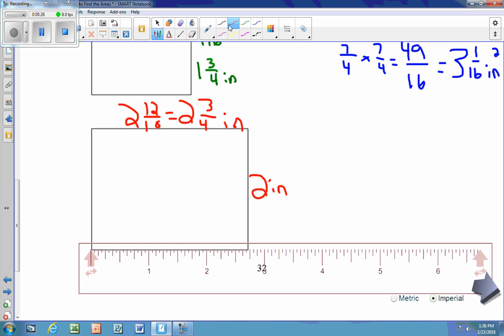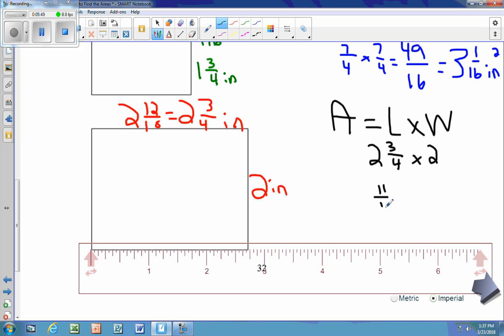And now we're going to do our area equals length times width. And the length is 2 and 3/4 inches. And the width is 2 inches. We have to make that 2 and 3/4 inches improper. So 4 times 2 is 8 plus 3 is 11/4 times 2. We do have to remember there is a 1 under here. So we multiply across, we get 22/4. And 22/4 is equal to 5 2/4.